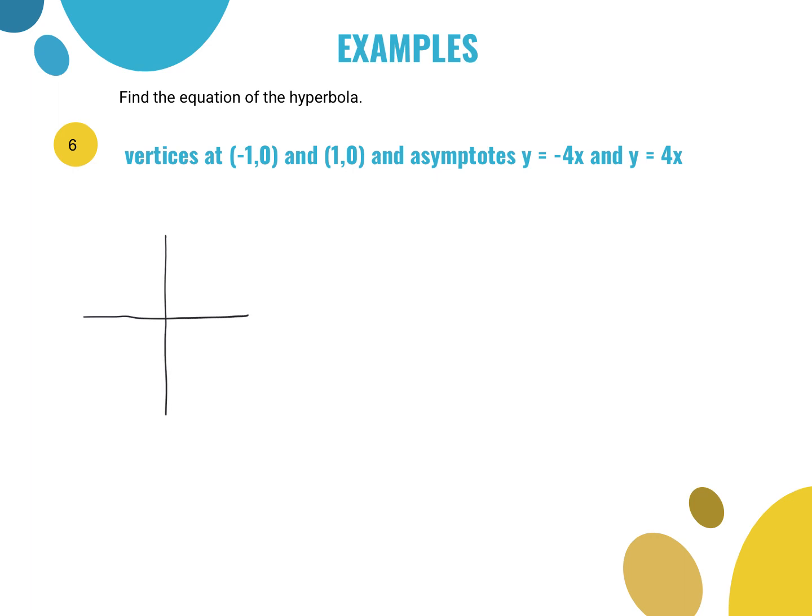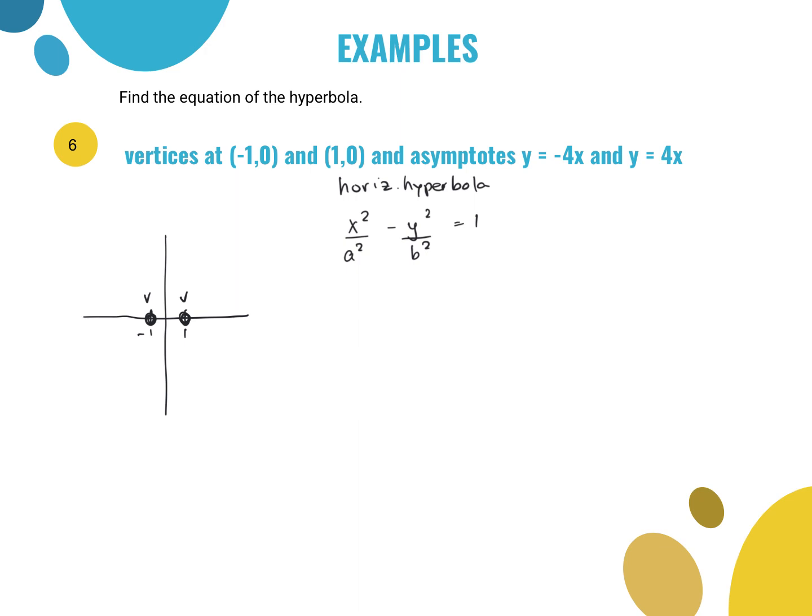This tells me the vertices are at negative 1, 0 here and at 1, 0 here. So already that tells me that I'm dealing with a horizontal hyperbola, right? Which means it's going to be x squared minus y squared equals 1. And I know that a squared goes under the first term and b squared goes under the second.